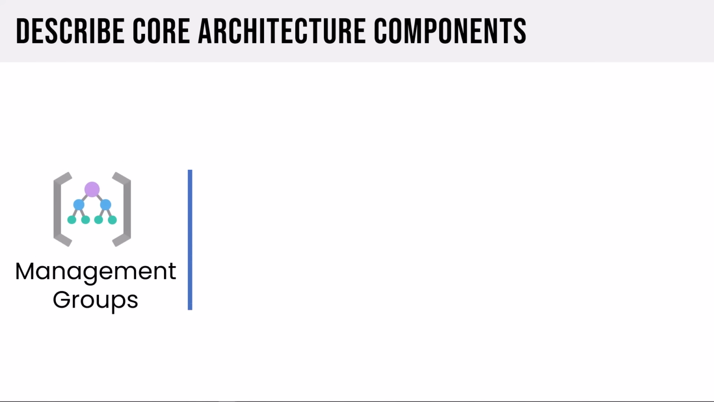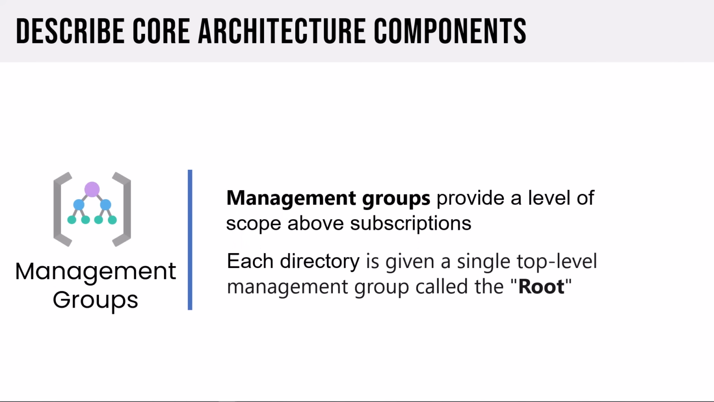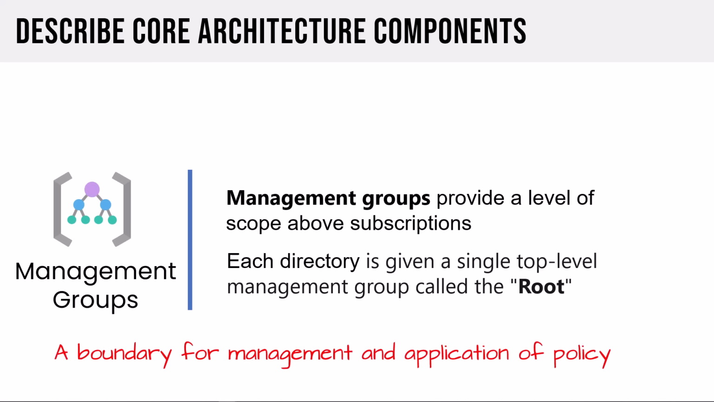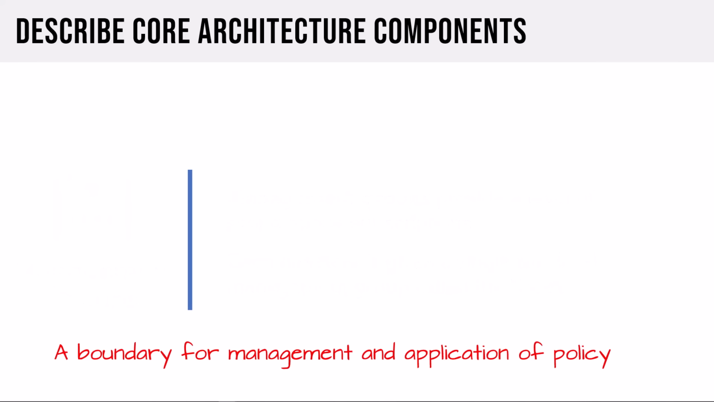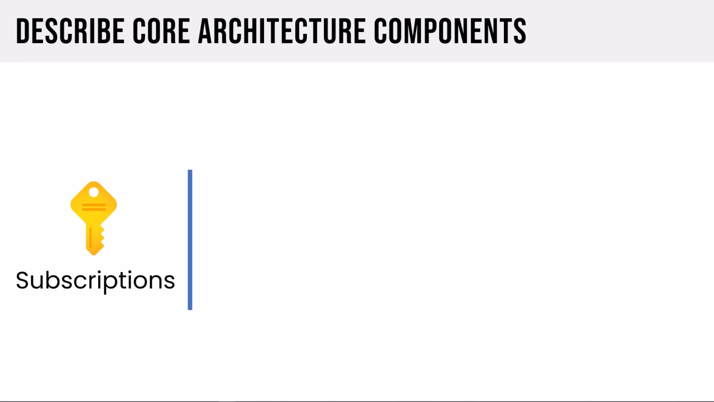As you saw in the hierarchy diagram, management groups provide a level of scope above subscriptions, and each directory is given a single top-level management group called the root management group by default. That management group is a boundary for management, as the name implies, and for application of policy. Azure Policy is how we would automate the application of our management requirements. Next, we have subscriptions. A subscription is a logical container used to provision resources in Azure.